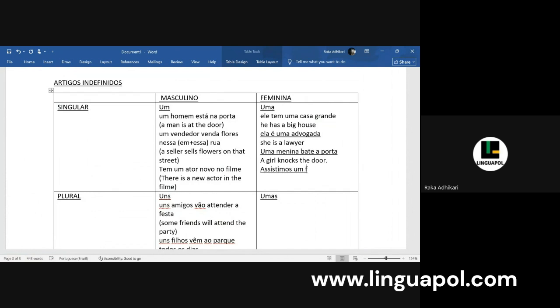Assistimos um filme hoje à noite. We watch a film tonight. So it is a film. We are not saying which film we are going to watch. We're just saying we're going to watch a film tonight. Same thing we can do with the plural as well. For example, eu ponho umas frutas na mesa. I put some fruits on the table.